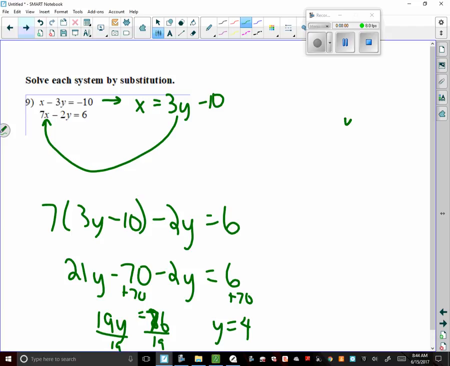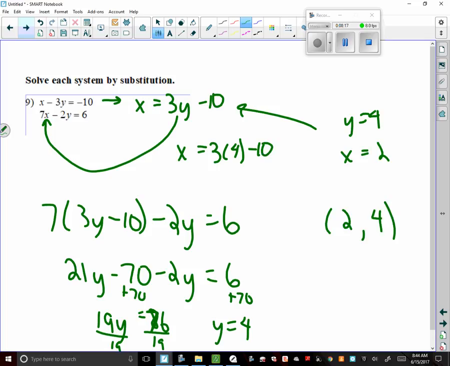So once I know that y is 4, I still need to solve for the x. You can use any of the equations that you wish to do that. I'm just going to use this one because x is already alone. So x equals 3 times 4 minus 10. So x is 2, which means that these two lines intersect at the point (2, 4).